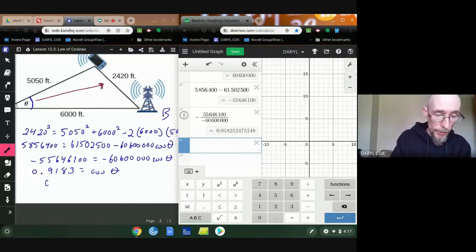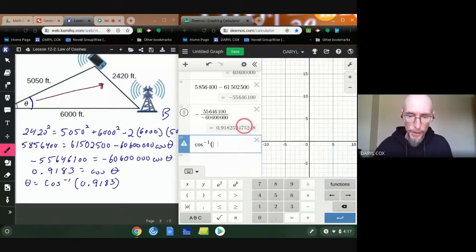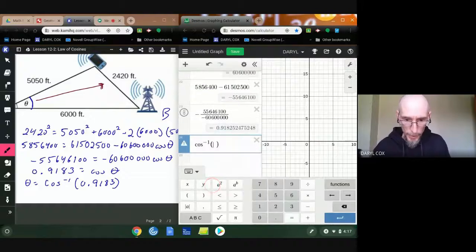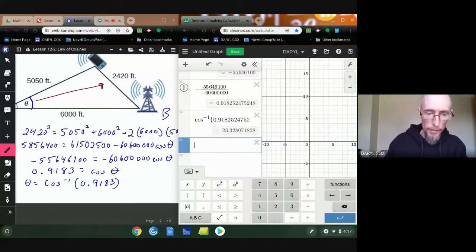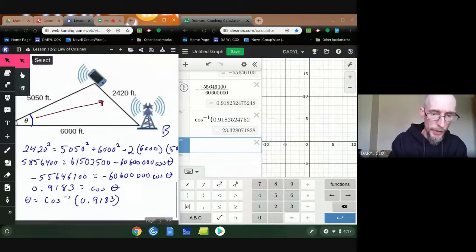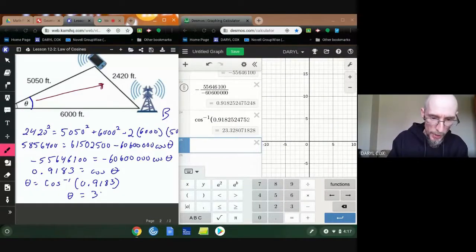Now we do our cosine inverse. So theta equals cosine inverse of 0.9183. So I get my functions, cosine inverse of copy, paste. So I believe they said to the nearest degree. Let me scroll back up to the top here. To the nearest degree. Good. So my theta equals 23 degrees.